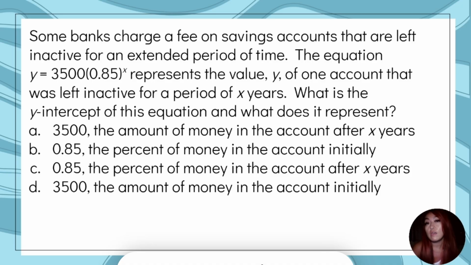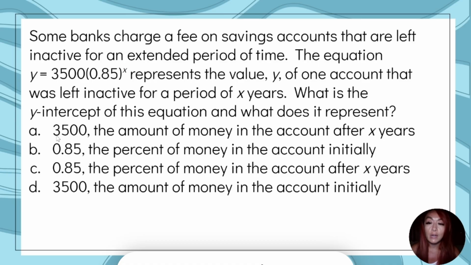So which piece of the equation would represent the y-intercept here? Remember, a was the initial amount. And in word problems, the initial amount is always the y-intercept, or the y-intercept is always the initial amount. It's that starting value. So our value of a is 3,500. So I can already cancel out choice B and C, right? Because choice B and C says that 0.85 is the y-intercept, and we know that that's not true.